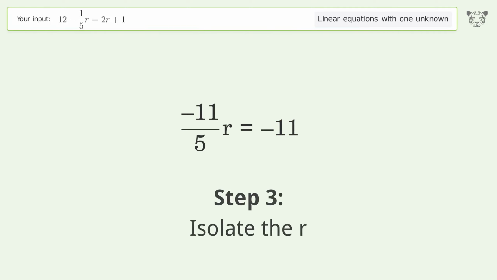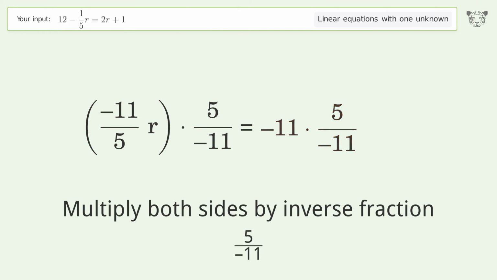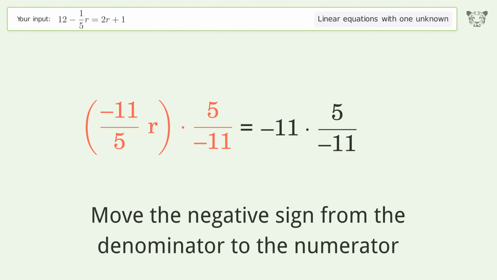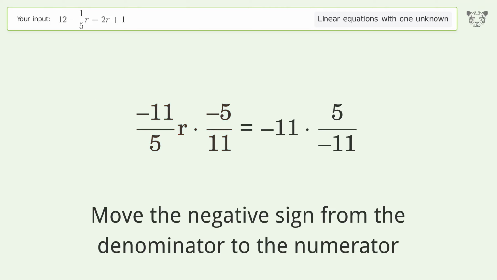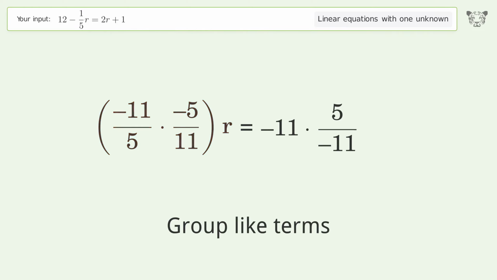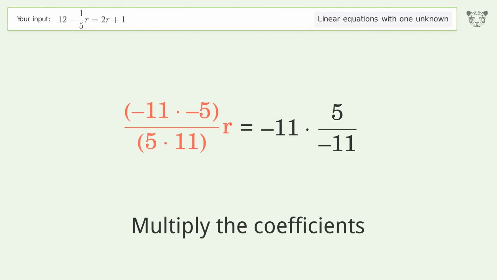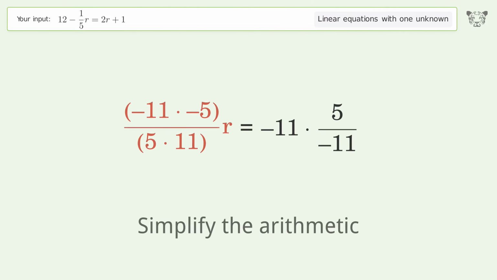Isolate the r. Multiply both sides by inverse fraction 5 over negative 11. Move the negative sign from the denominator to the numerator. Group like terms. Multiply the coefficients. Simplify the arithmetic.